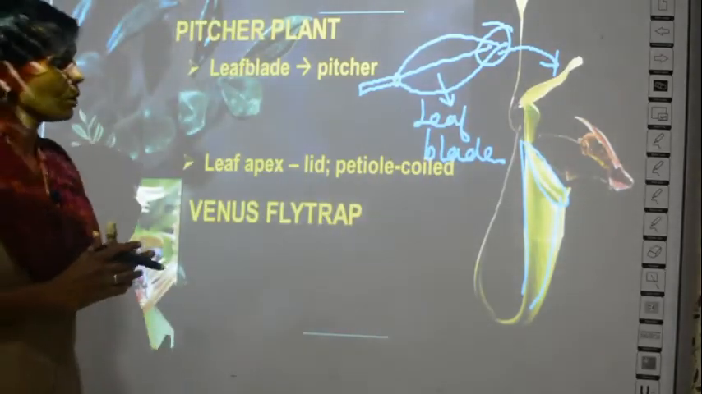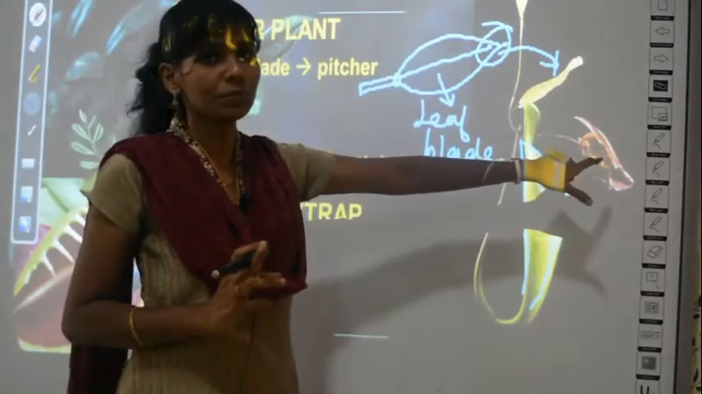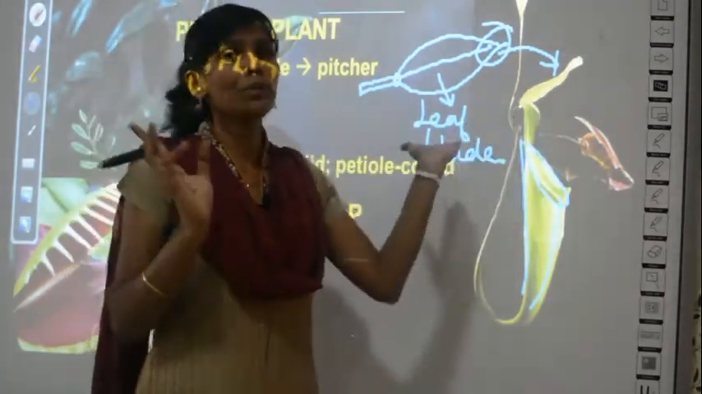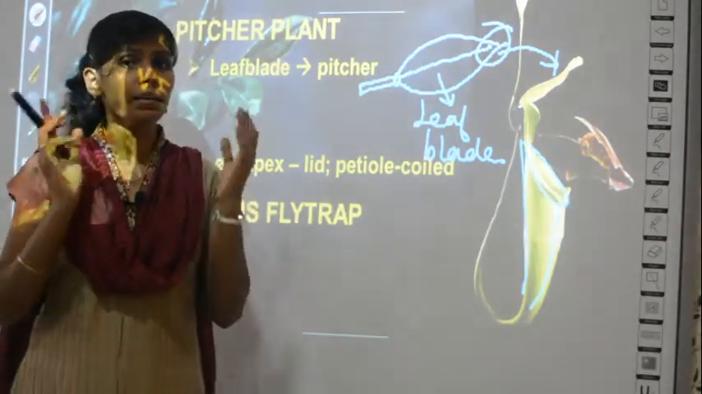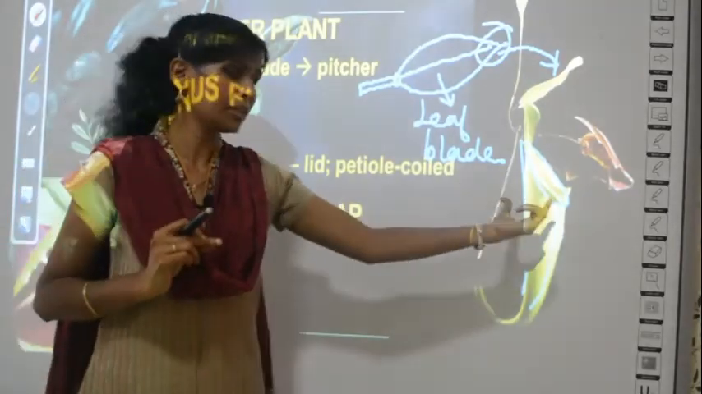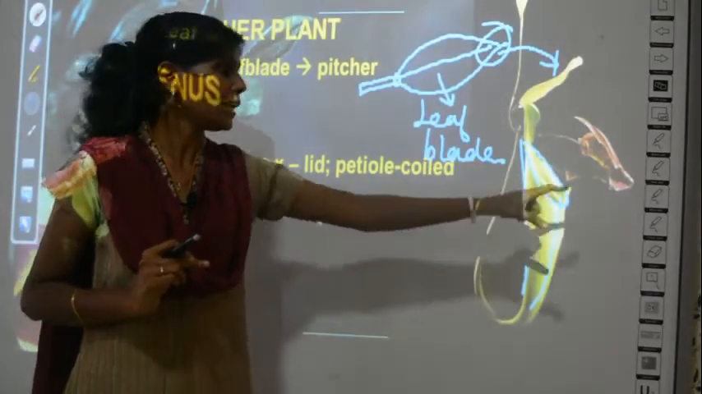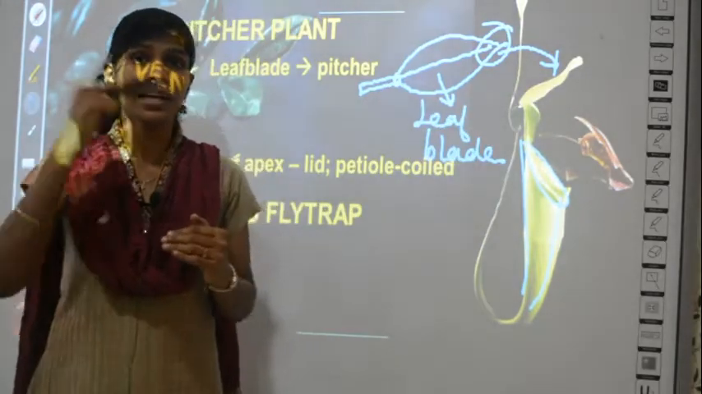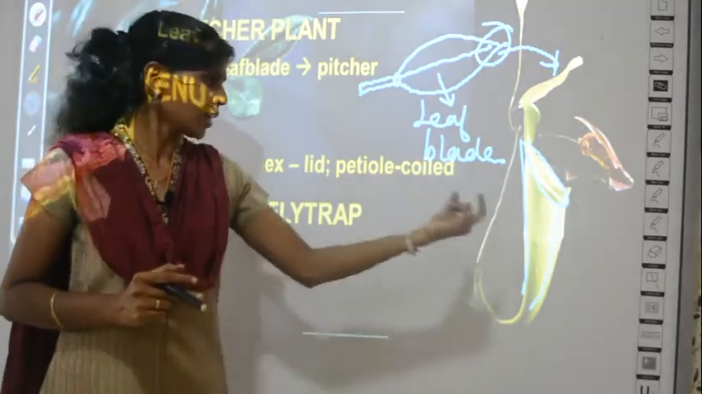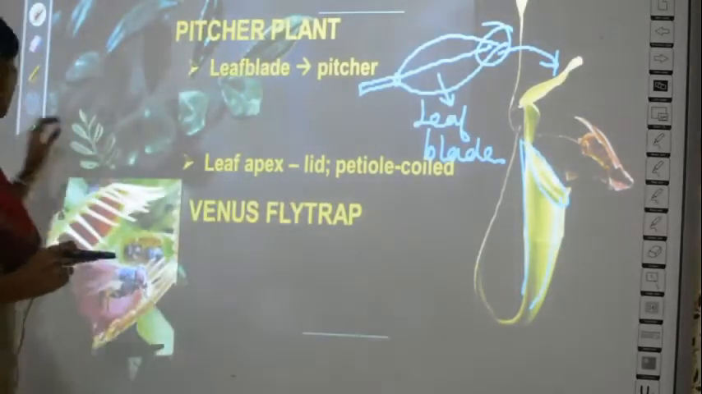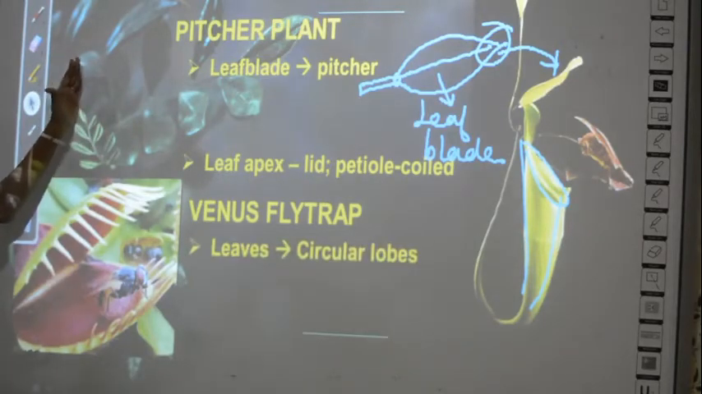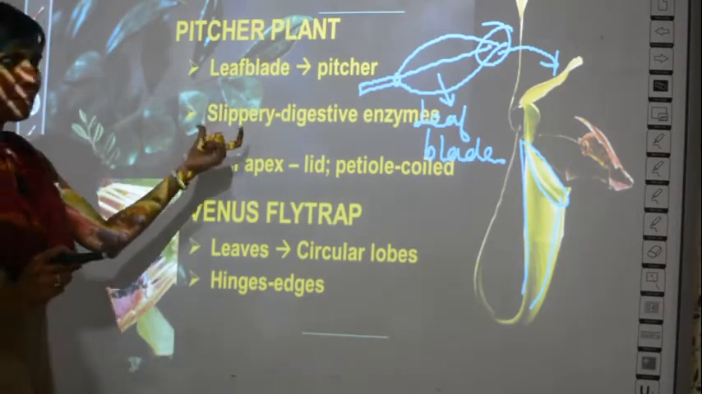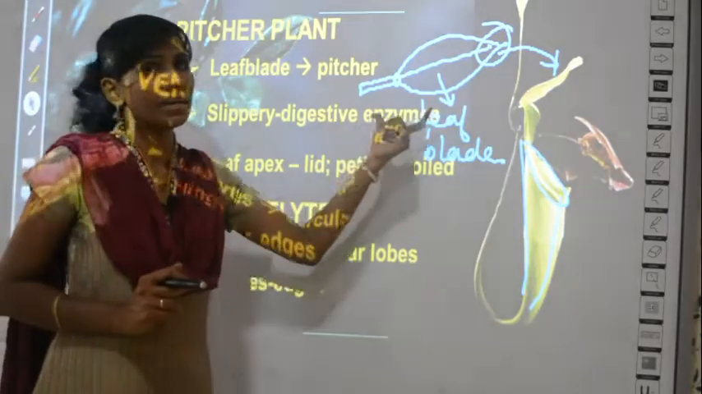Okay, so what it does, no? Whenever an insect tries to sit on this leaf, the lid will close and it will trap the insect inside. Whenever an insect comes near the pitcher, that is the leaf blade, the lid will close so that it can trap the insect inside. So what is inside? There is a sticky, slippery liquid-like substance inside, which will have digestive enzymes.